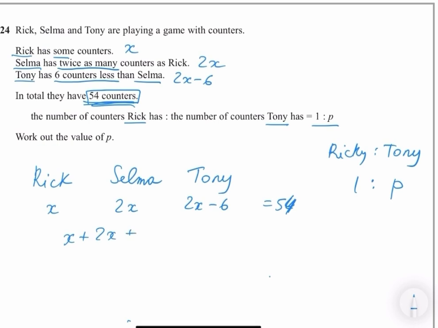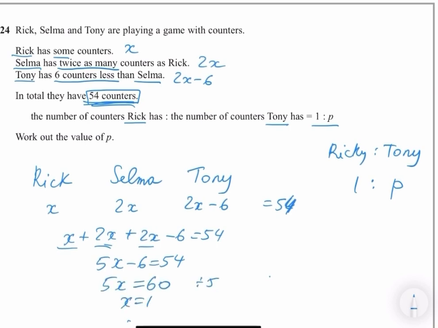So what can we do to find x? Of course, we can make an equation here. Let's add all the x's together. 5x minus 6 equals 54. Solve it, x is 12. So once x is 12, Selma has twice as much, that's going to be 24, and for Tony, we need to take 6 from it, which will give you 18 counters.